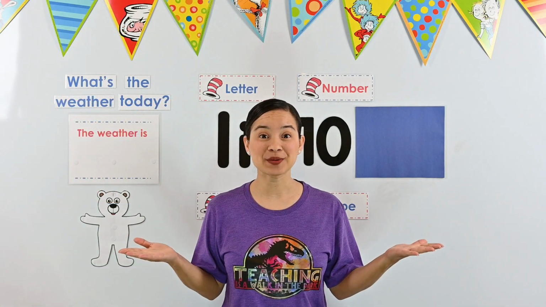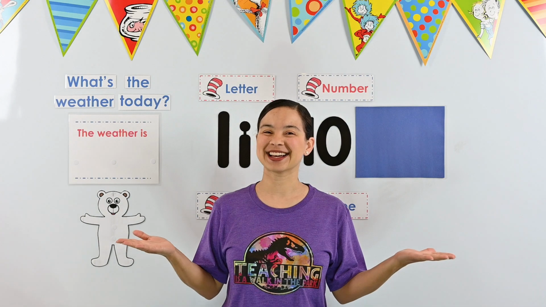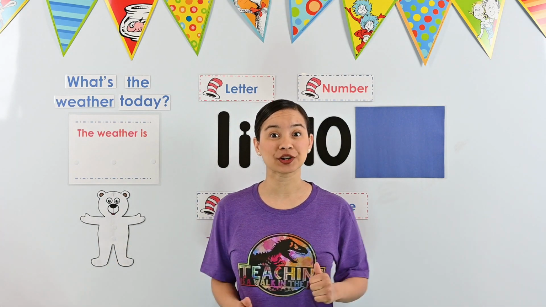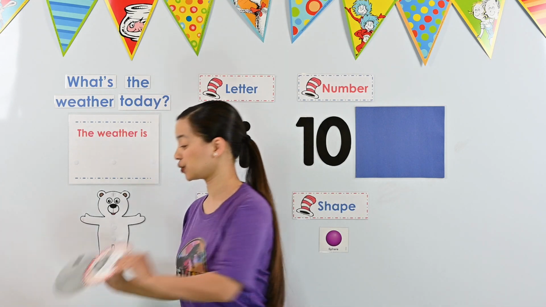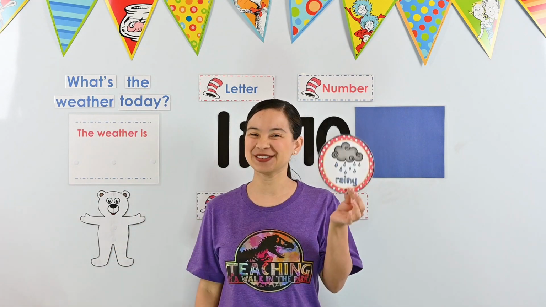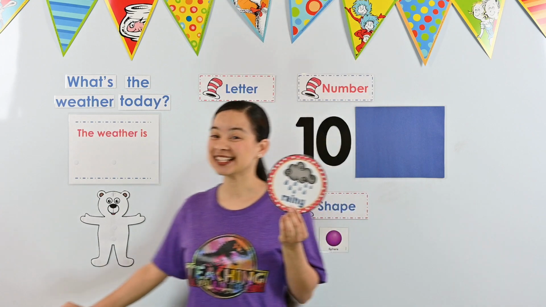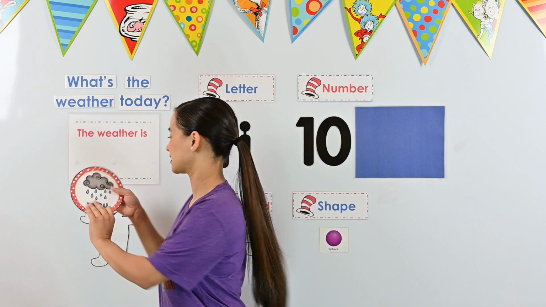Can you help me make a weather sentence? Excellent. First, we'll need to pick out a weather picture. Which picture shows a rainy day? If you chose this one, you are correct. I see a dark cloud with rain falling down. Let's add it to our weather sentence.